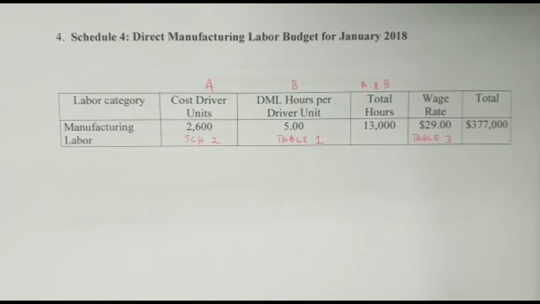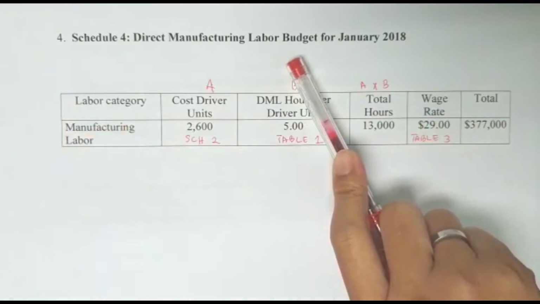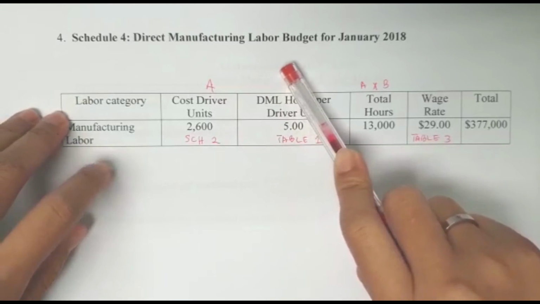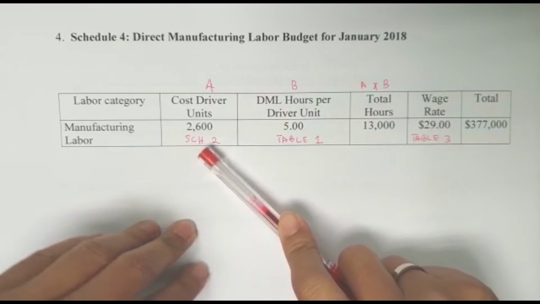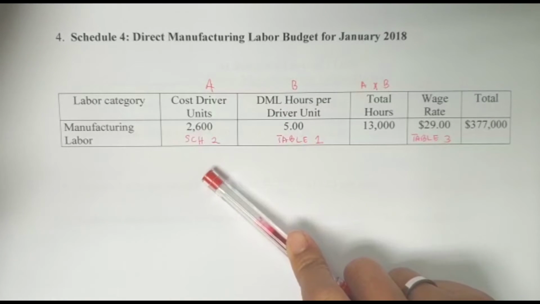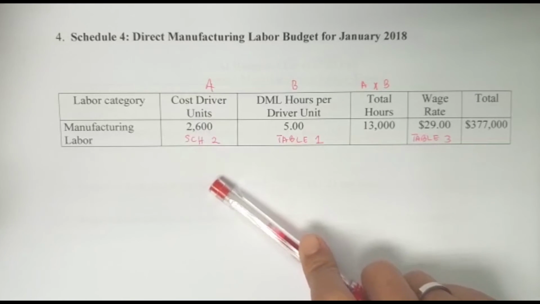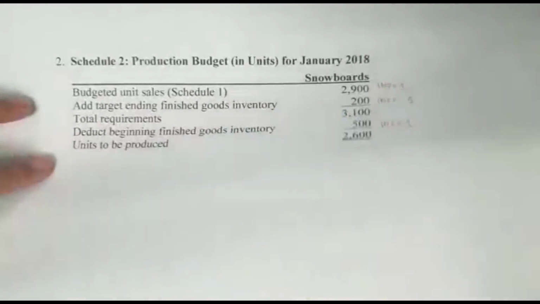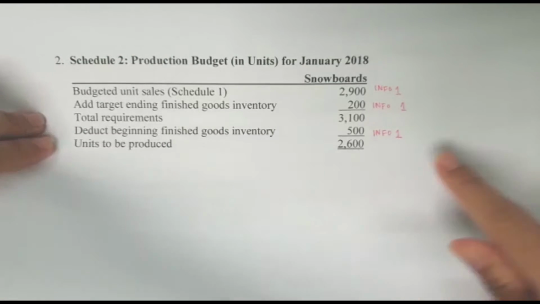Alright, now we look at the direct manufacturing labor budget. In regards to this, we have to remember, just now we had a look at direct material, but now we are looking at direct labor. Basically the units we want to produce is 2,600 units. We call it the cost driver unit. So this 2,600 we get from schedule 2. Remember schedule 2? Here it is, the 2,600 units that we want to be produced.